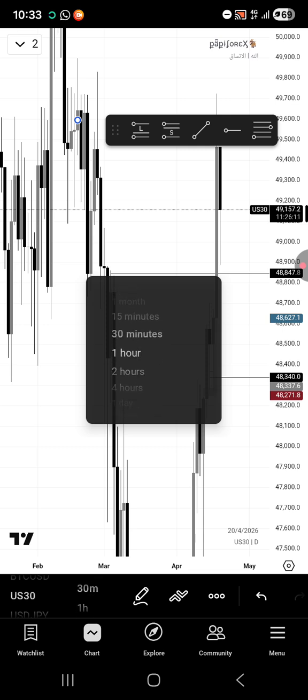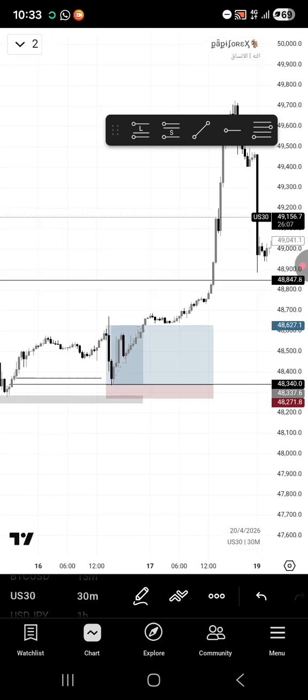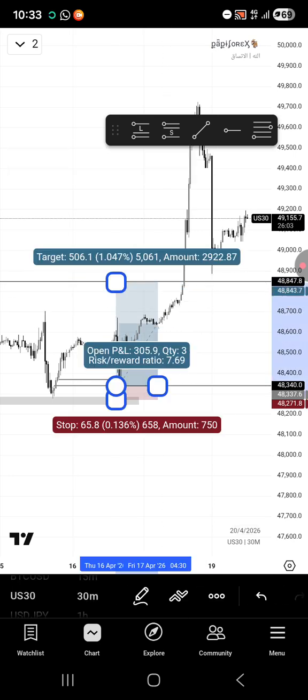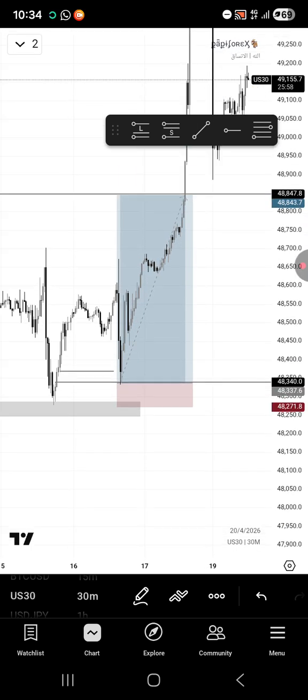So my take profit was at that area. Understand? So the take profit was at that area. So it was 1 to 7 hours. Yeah. So that's just immediate rebalance.